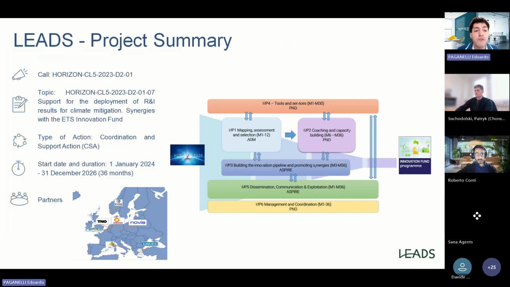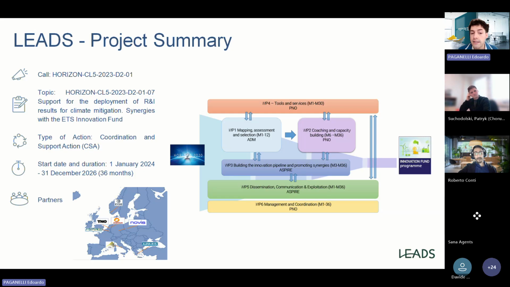From the technical point of view, LEADS is part of the Horizon Cluster 5 support, with the topic being support for the deployment of RNI results for climate mitigations, synergies with the ETS Innovation Fund. It is a coordination and support action. We are indeed not the only project within this specific topic. We are accompanied by our 4 sister projects to deploy, realize H2IF and Diamond 4IF.